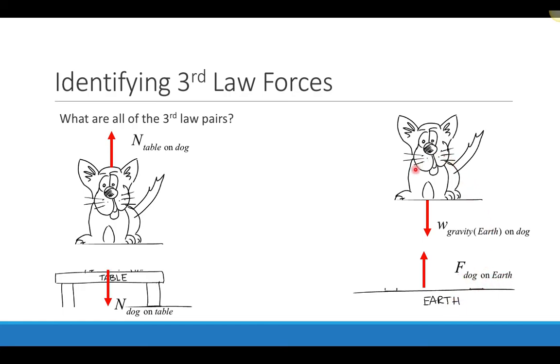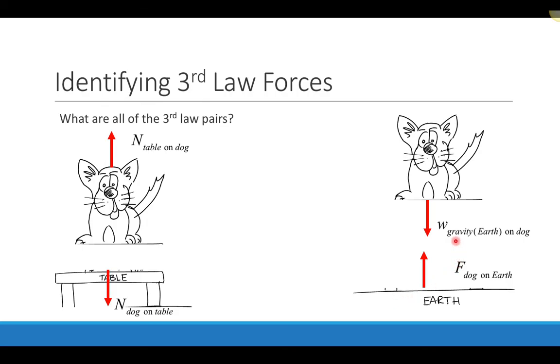There is an attractive force between the dog and the earth. And so those are also a third law pair. They don't have to be touching one another. This is that force at a distance, that field force where objects can exert forces on one another at a distance.